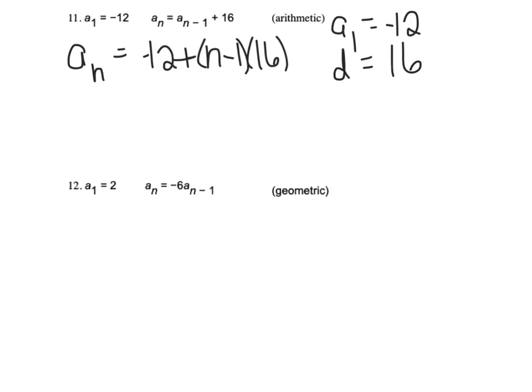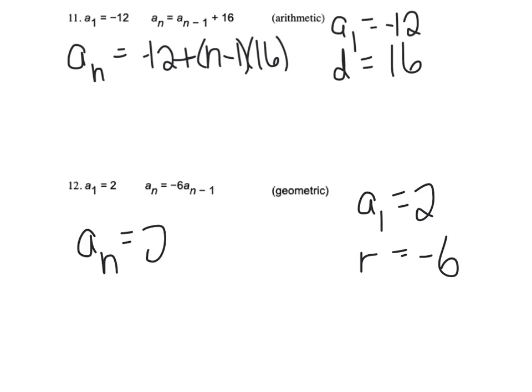Down here on the bottom, we have a recursive geometric, and we need to write an explicit. So we just need to say a sub n, just making sure we know what we have here. Our a sub 1 is 2. Our common ratio is negative 6. So if we're going to write our rule, we'd have 2 times negative 6 to the n minus 1.